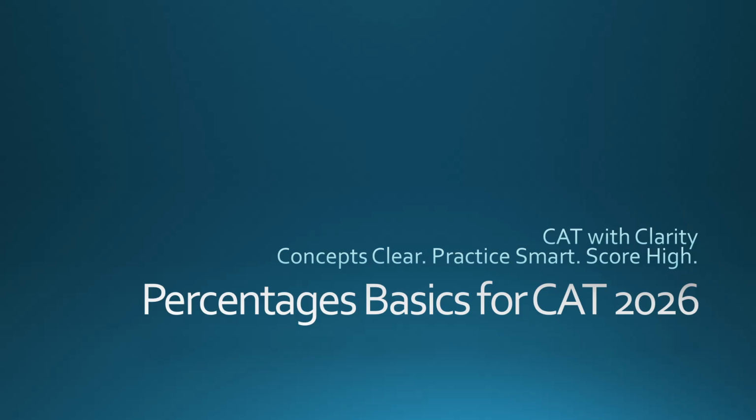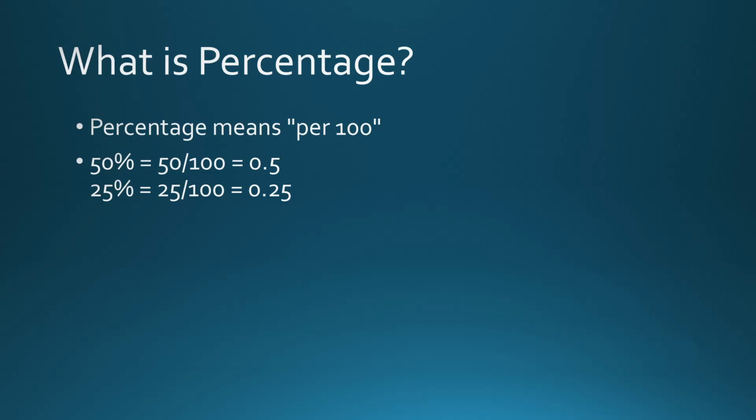Let's start with the most basic question. What is percent? Well, percentage is nothing but out of 100. So anything out of 100 is the percentage. So let's say 50 out of 100 is 50%. 25 out of 100 is 25%. So 50%, 50 out of 100 is nothing but 0.5. 25% is nothing but 0.25.